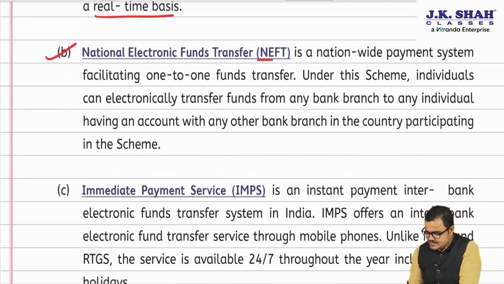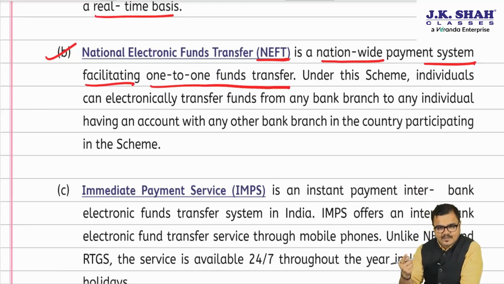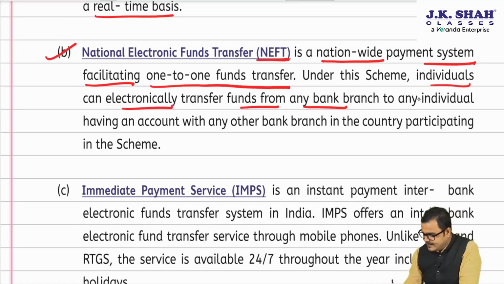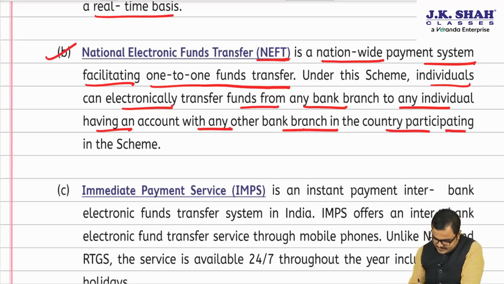Second, we have NEFT. It's a nationwide payment system. Facilitates what? Sir, one-to-one fund transfer. Under this scheme, individuals can electronically transfer funds from any branch to any individual having an account with any other branch in the country participating in the scheme. Participating in the scheme means that the bank must be registered. That bank must have NEFT support.